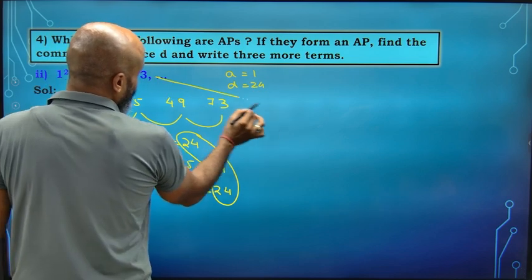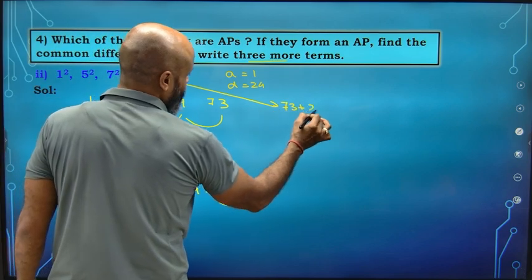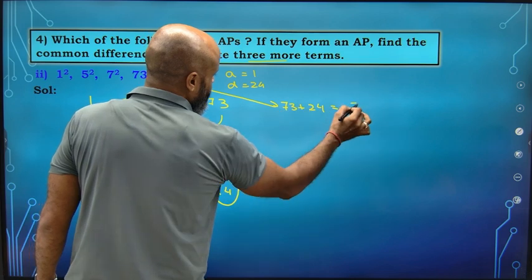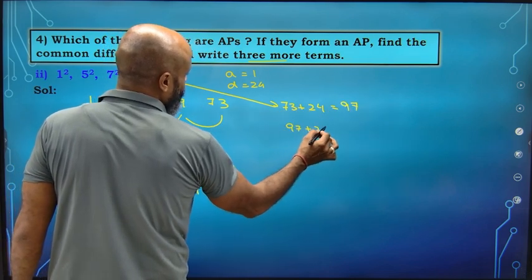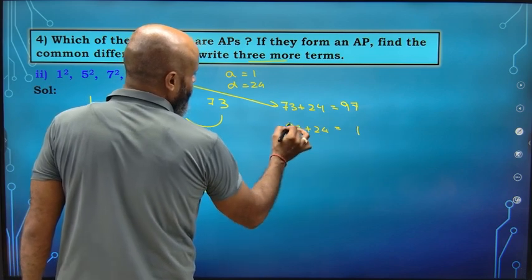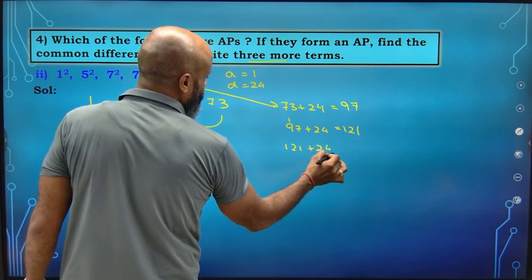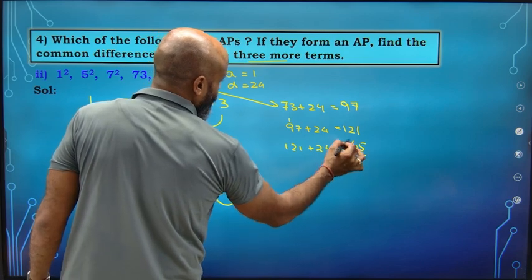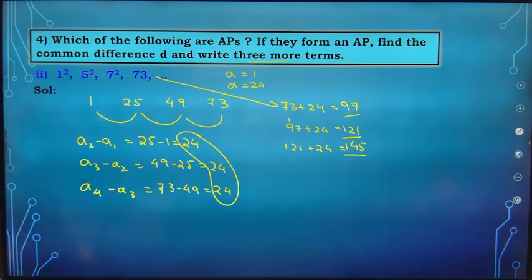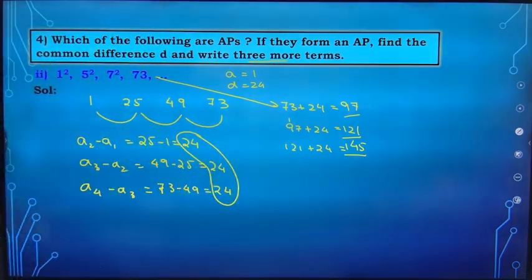Now we have to calculate 3 more terms. So 3 more terms will be 73 plus 24. That's how much? 3 plus 4, 7, 7 plus 2, 9, so 97. 97 plus 24, that's how much? 7 plus 4, 11, 9 plus 1, 10, 11, 12, so 121. 121 plus 24, that's how much? 4 plus 1, 5, 2 plus 2, 4, and 1, 145. Okay, are we clear on this one? So these are the next 3 terms in line. Are we clear? Okay.